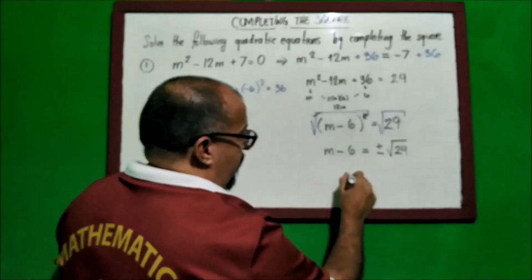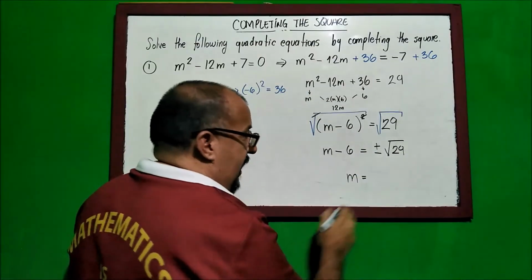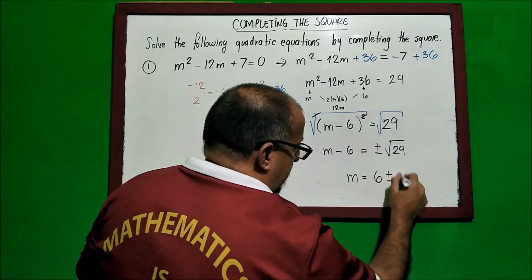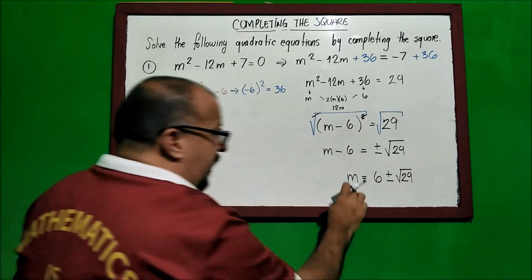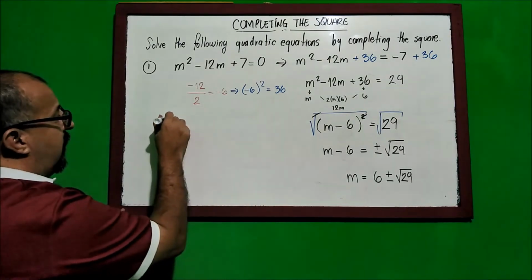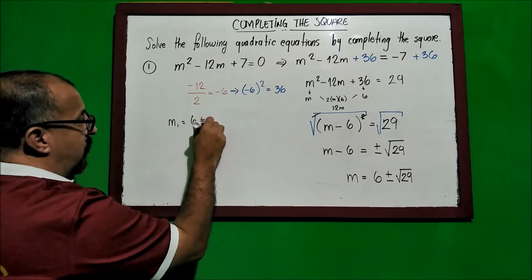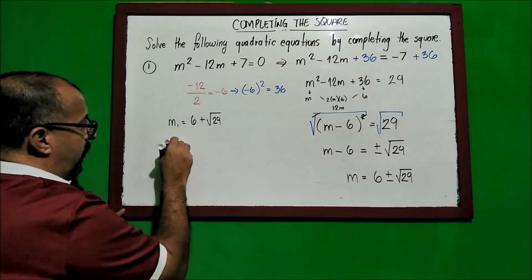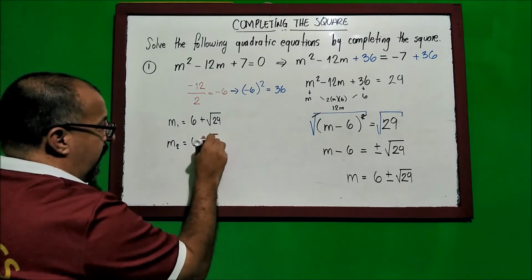As you can see in here, m will be left alone. The negative 6 goes to the other side adding. So it will be 6 plus minus square root of 29. In here, we can see clearly two answers. M1, which will be 6 plus the square root of 29. And M2, which will be 6 minus square root of 29.